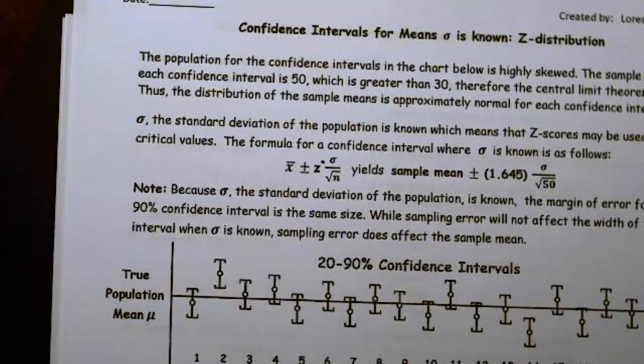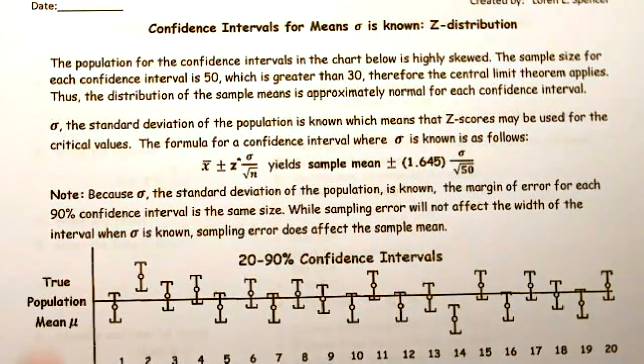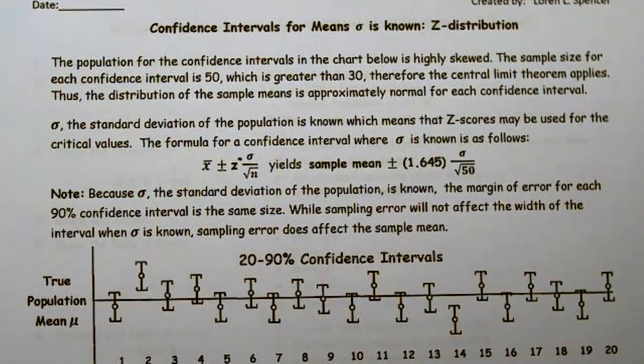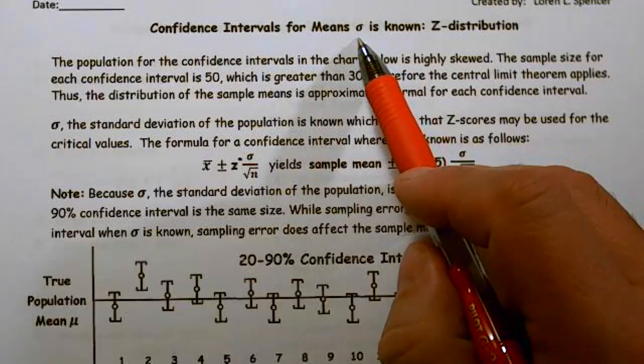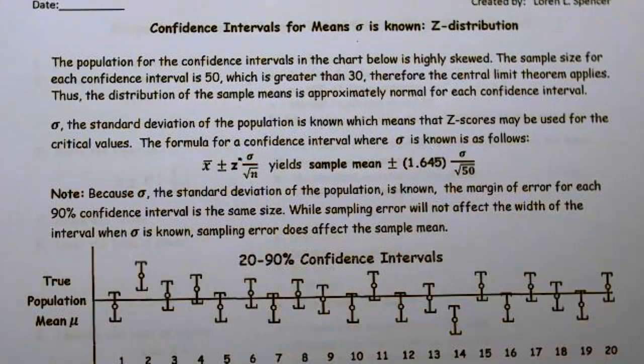Okay, so this is kind of a diagram showing how those confidence intervals work. And we're going to start with the z distribution, where the standard deviation of the population is known. All right, so it's going to be a z because we have the standard deviation of the population. So the population for the confidence intervals in the charts below is highly skewed.